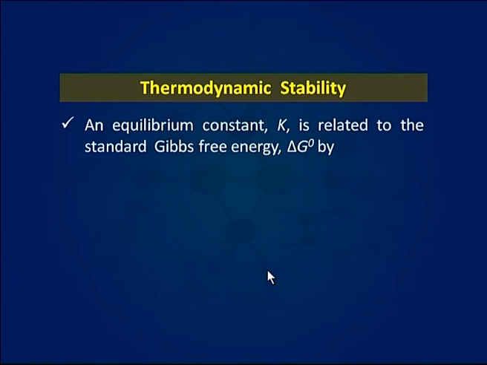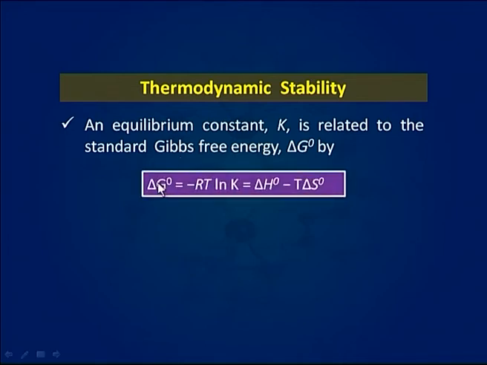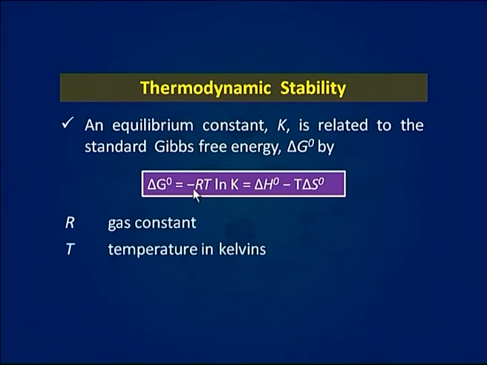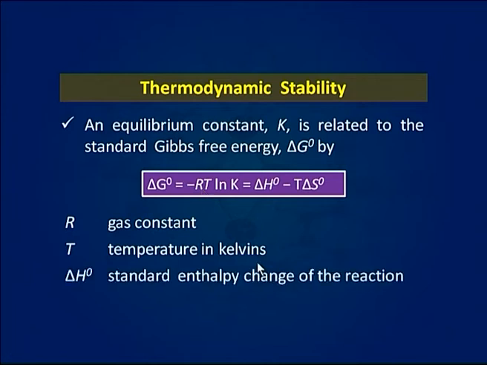An equilibrium constant K is related to the standard Gibbs free energy ΔG° by the equation ΔG° = -RT ln K, which is equal to ΔH° - TΔS°. Here R is the gas constant, T is temperature in kelvins, ΔH° is the standard enthalpy change of the reaction, ΔS° is the standard entropy change.